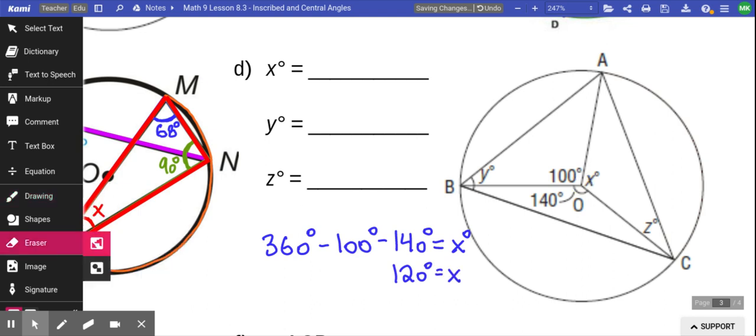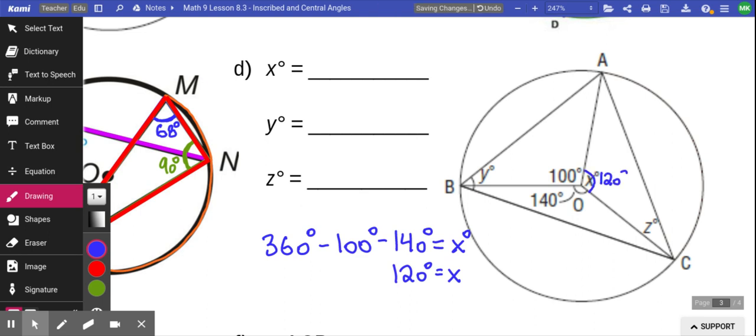So let's put that in there. Those two central angles actually helped us find the third central angle of 120 degrees, just because it created a full circle when we put all three together. Awesome. Now, our goal is to see if we can figure out what some of these inscribed angles are.